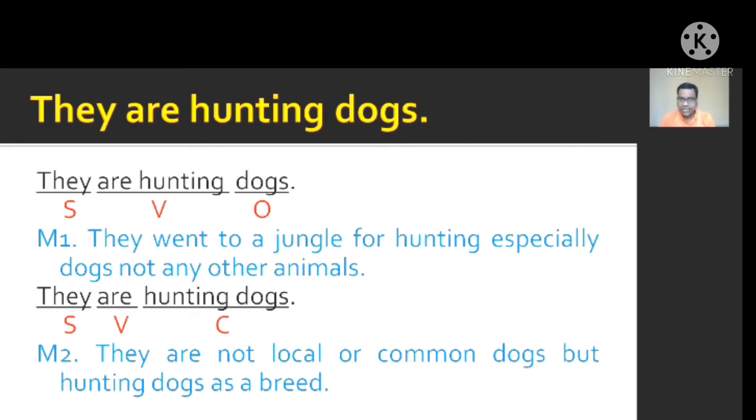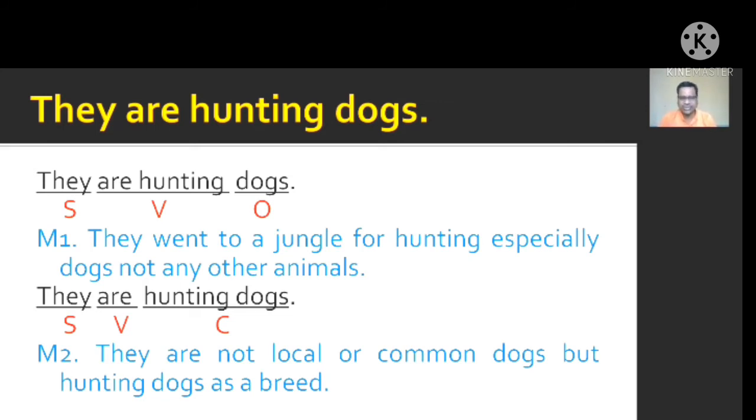So they went to a jungle for the purpose of hunting. Actually, they did not hunt any other animals. Their purpose was to hunt dogs only. So the sentence says, they are hunting dogs. It shows the present progressive action. It means they are hunting dogs.